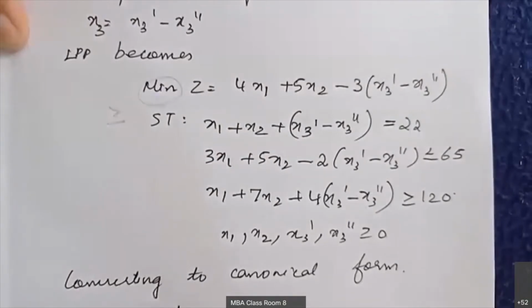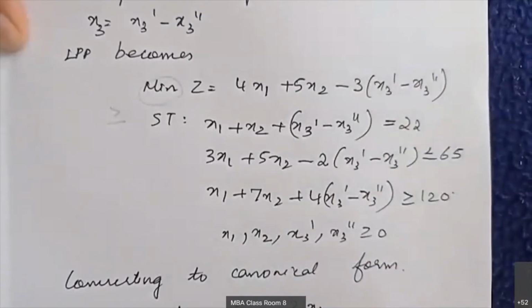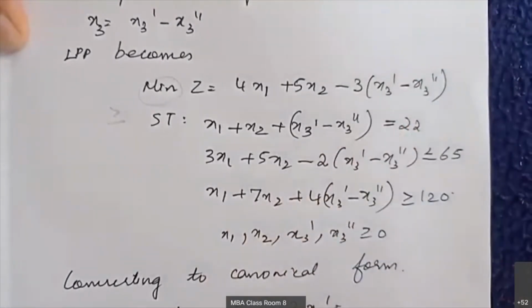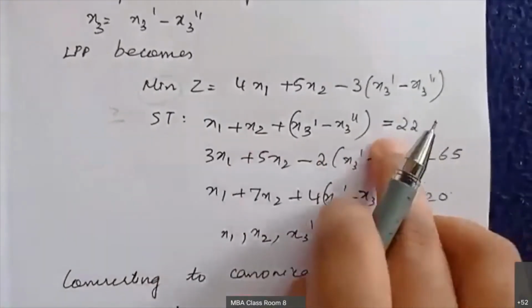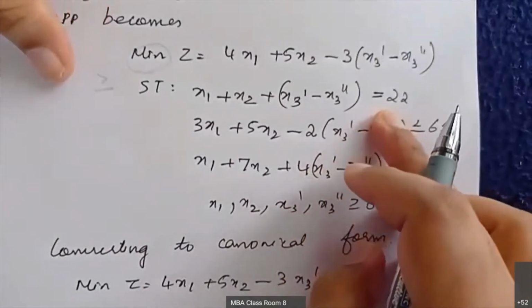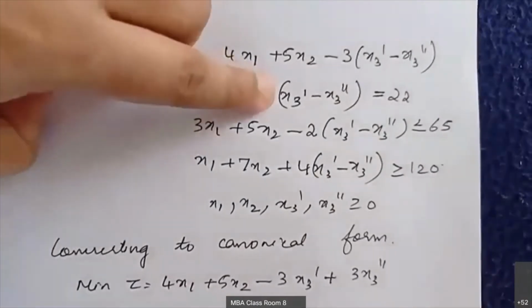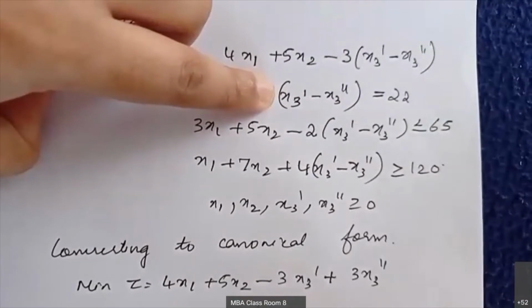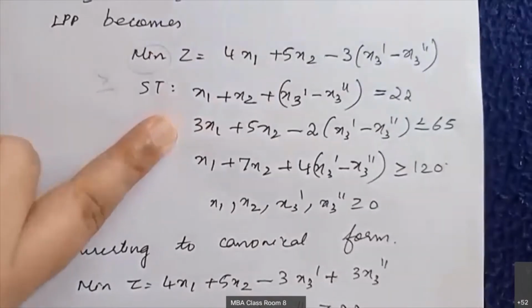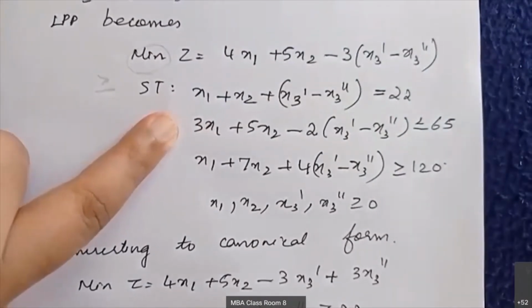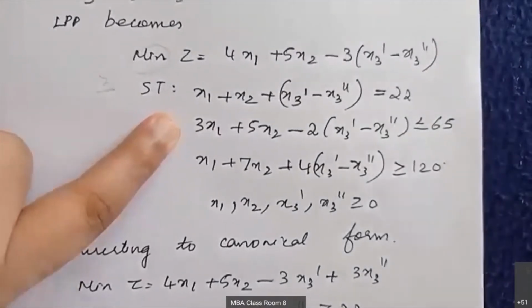Minimize z is equal to 4x1 plus 5x2 minus, I'm going to open the bracket, 3, x3 dash minus, minus into minus will become plus, plus 3x3 double dash. Subject to, here you have equal to. So this equal to you have to replace with less than or equal to and greater than or equal to. So x1 plus x2 plus x3 dash minus x3 double dash greater than or equal to 22. And again x1 plus x2 plus x3 dash minus x3 double dash less than or equal to 22.